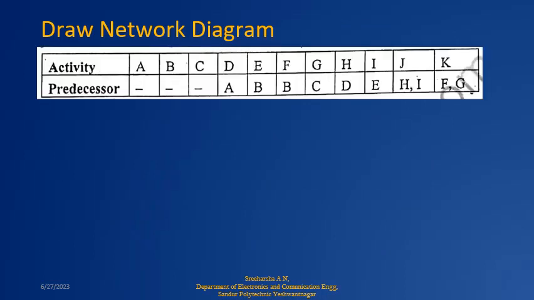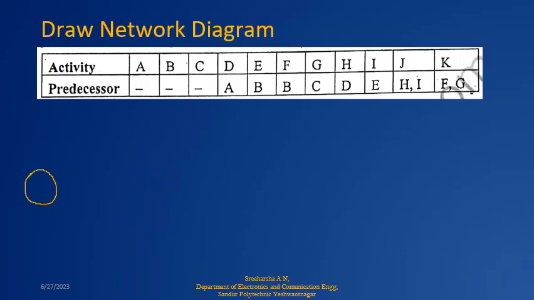In this table, they have given it in a different way. They have given activities and predecessors, or previous activities. If you observe, the first 3 predecessors are nothing. So you need to start with the network diagram like this. You take the nodes and start at the beginning of the project, when the project starts.